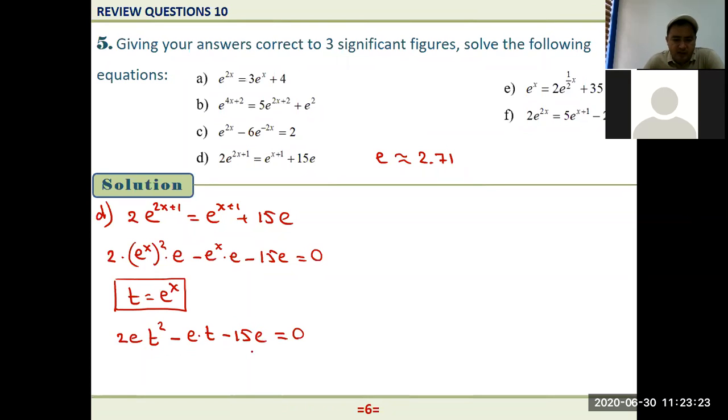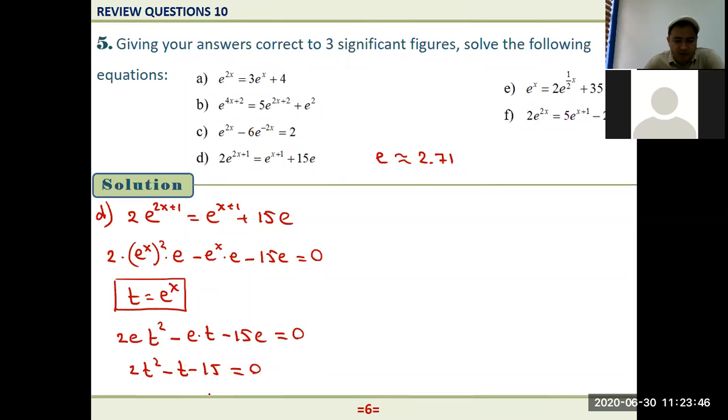As you see, here is a common factor. It is a constant number, so I can just divide both sides by e. What do we get then? 2t squared minus t minus 15 is equal to 0. It's a quadratic equation, and first let's try the factorization method. Does it work or not?